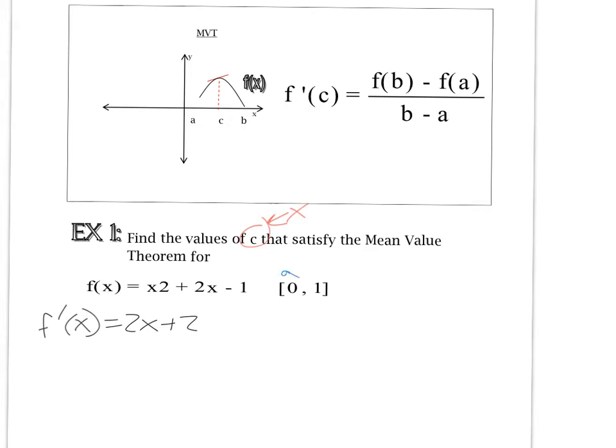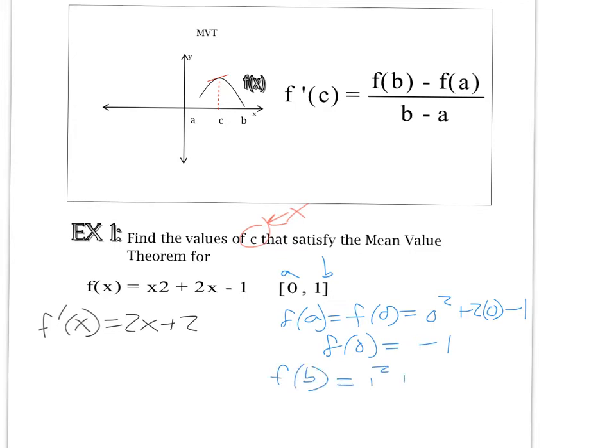This is your a and your b. So f of a would be f of 0, which is 0 squared plus 2 times 0 minus 1. Well, that whole thing just equals -1.